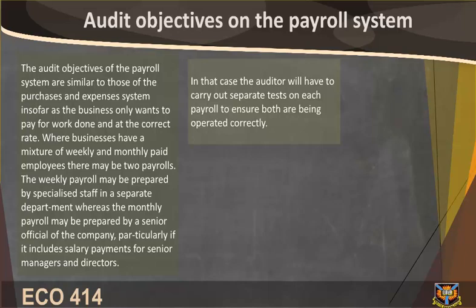Where businesses have a mixture of weekly and monthly paid employees, there may be two payrolls. The weekly payroll may be prepared by specialized staff in a separate department, whereas the monthly payroll may be prepared by a senior official of the company, particularly if it includes salary payments for senior managers and directors. In that case, the auditor will have to carry out separate tests on each payroll to ensure both are operated correctly.